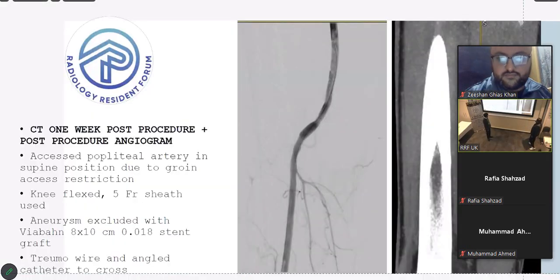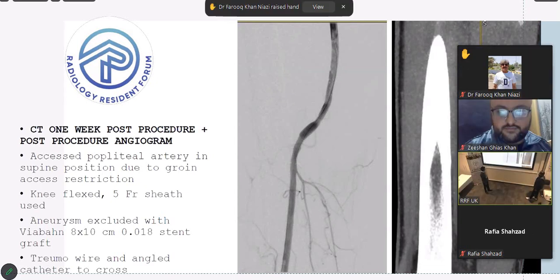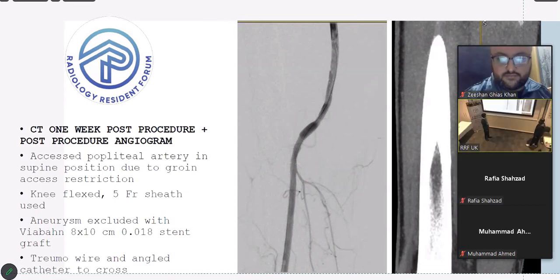Again, this is a CT one week post-procedure. We can see that the popliteal artery was accessed in the supine position due to the groin access restriction. The knee was flexed with a 5 French sheath used, and a trimmer wire and an angled catheter were used to cross the pseudoaneurysm at this stage.